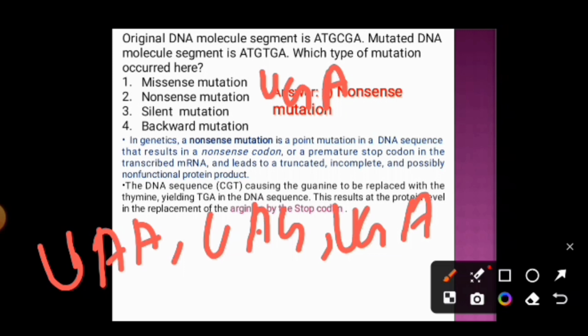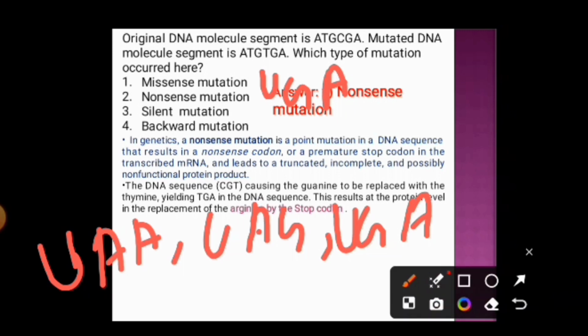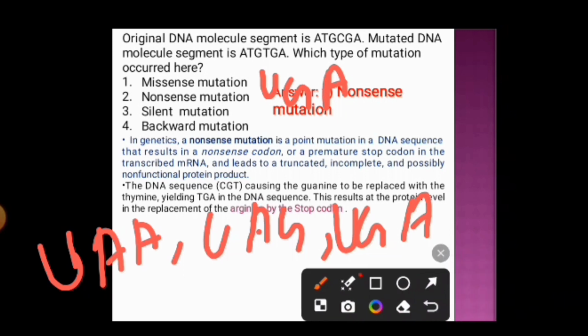In the mutated DNA segment, it is mutated to ATG TGA. The mRNA will be the UGA segment, ATG UGA. So UGA is the stop codon. So there is a stop, which results in a nonsense codon. We know that a mutation that results in the formation of a nonsense codon is known as a nonsense mutation. Here it generates a nonsense codon, that is a premature stop codon in the transcribed mRNA. So it is a nonsense mutation.